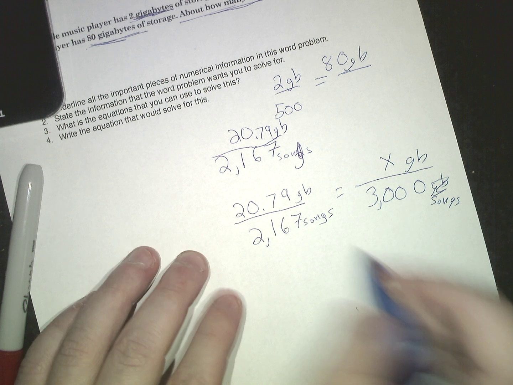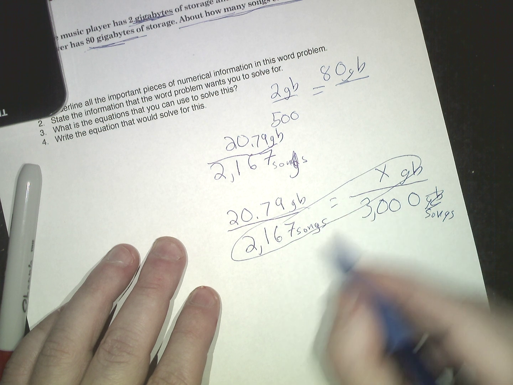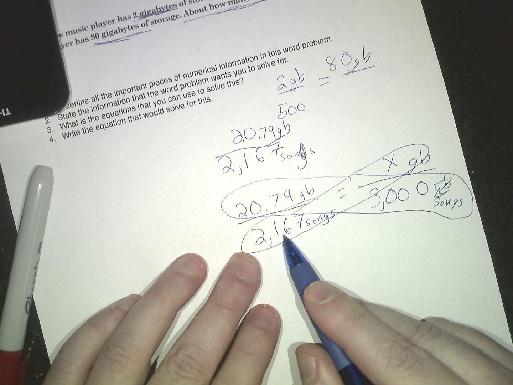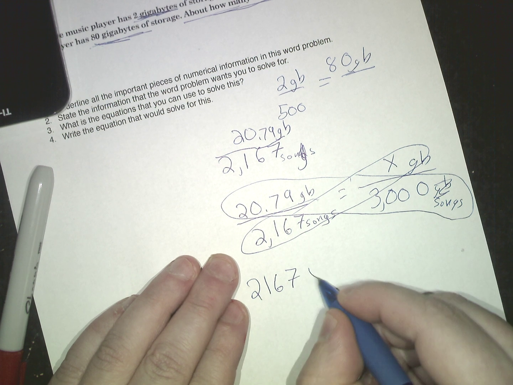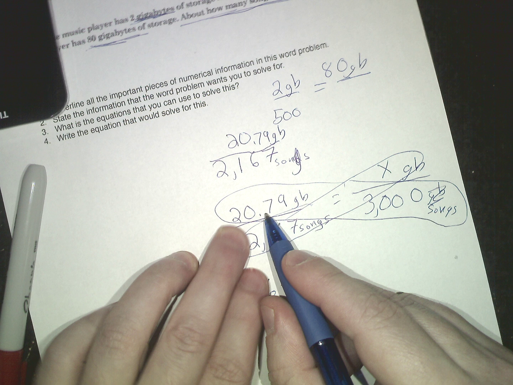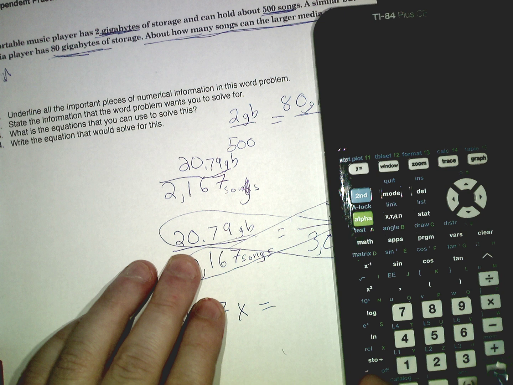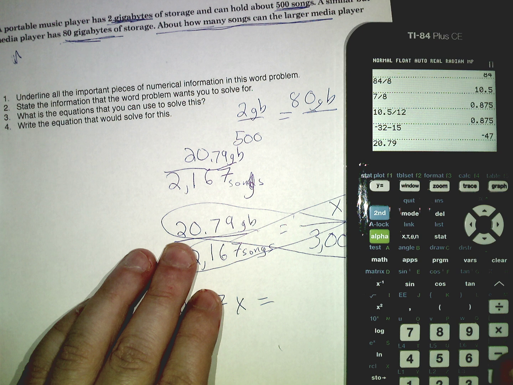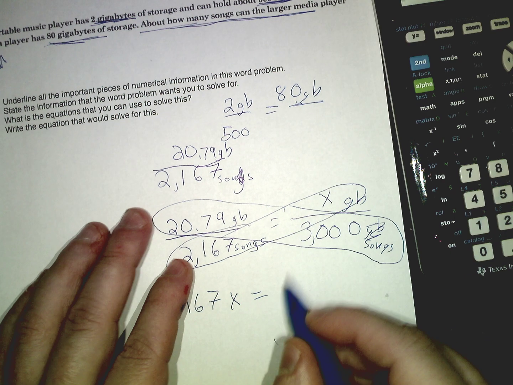Okay, so we're going to do this. We're going to do cross multiplication. So, 2,167 times x equals 20.79 times 3,000. Well, that's a calculator problem. Can't do that really in my head. 20.79 times 3,000. 62,370.